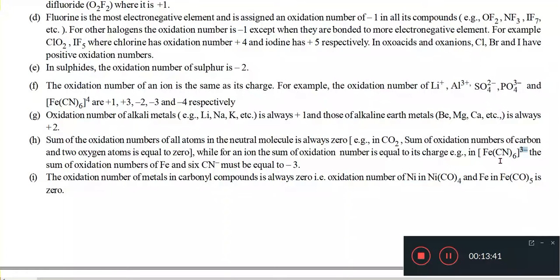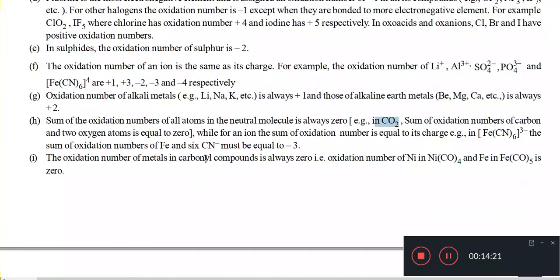This is the ferricyanide ion, Fe(CN)6. If the charge is 3-, it is called ferricyanide. Or this one, if the charge is -4, it is called ferrocyanide. So in this ferricyanide ion, the charge is -3. The total of the oxidation numbers of Fe and the 6 cyanide groups is equal to the charge on this ion. Similarly, for phosphate and oxygen, the total oxidation number is always equal to -3. For a neutral molecule, the sum of the oxidation numbers of all the atoms is always equal to 0.